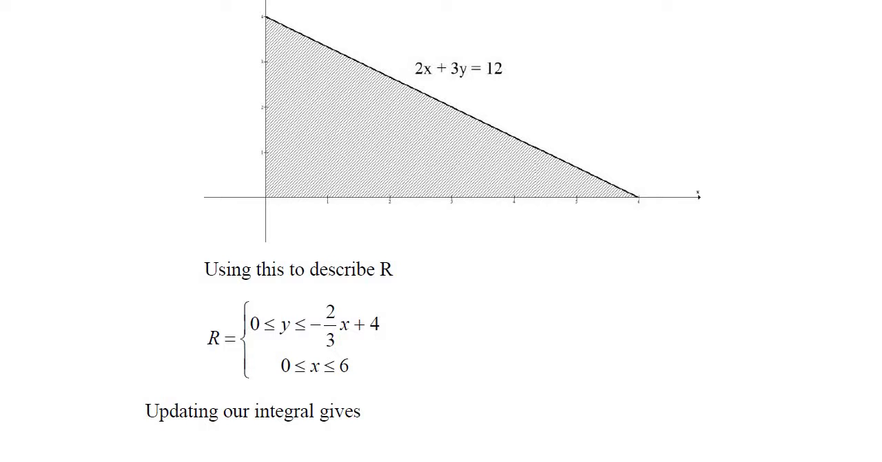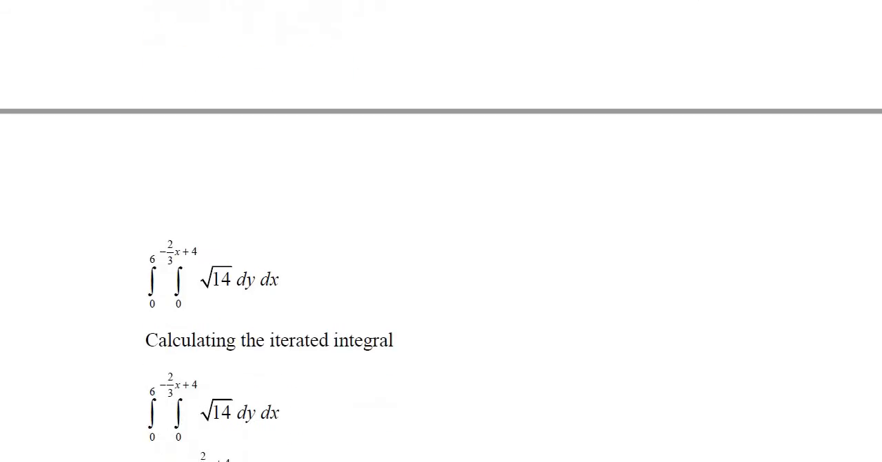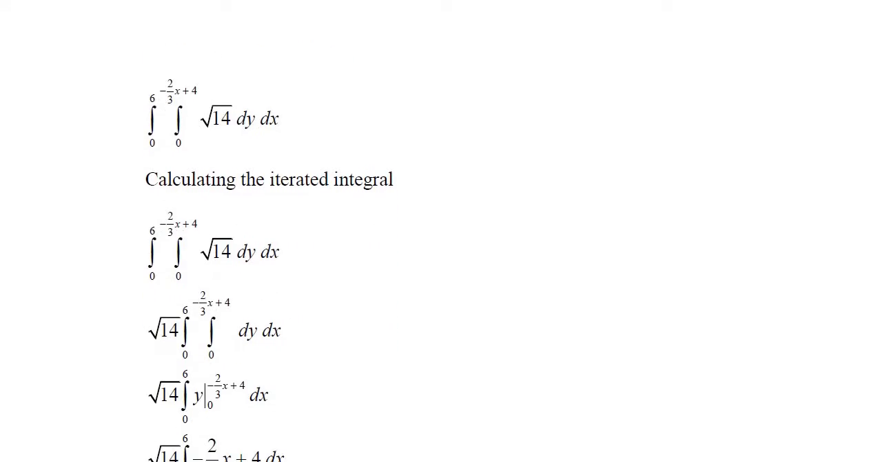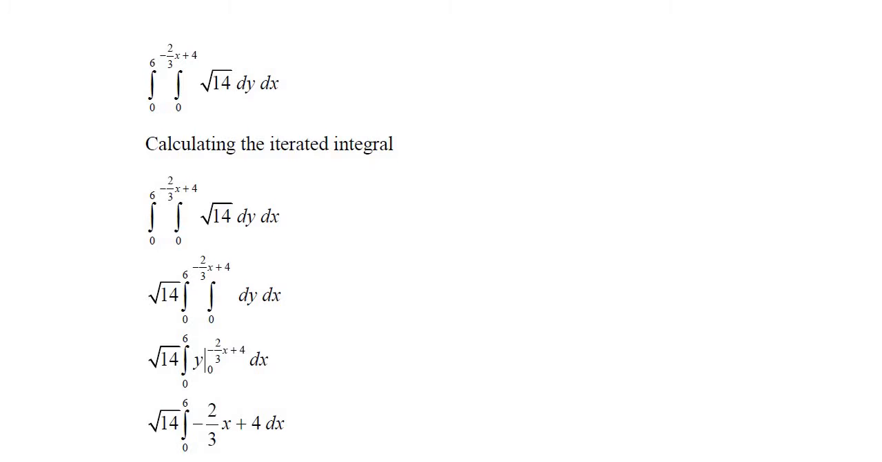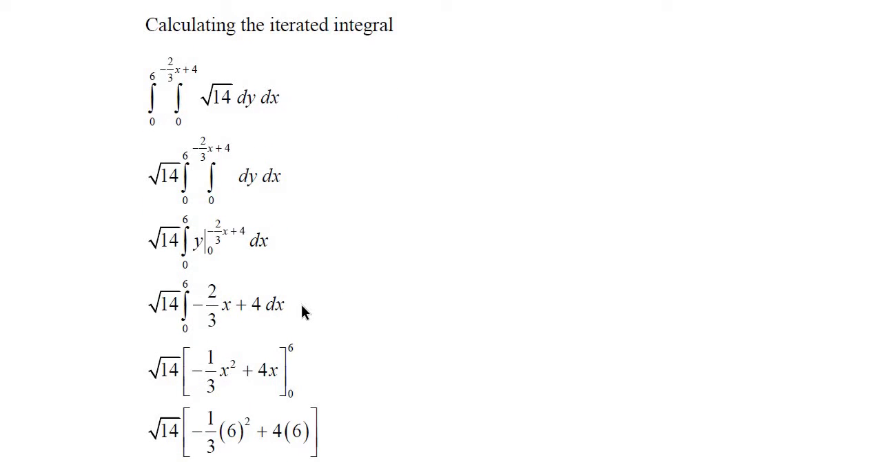So updating my iterated integral, this gives me the following. The integral from 0 to 6, the integral from 0 to negative 2/3 x plus 4 of the square root of 14 dy dx. So starting to calculate that integral, pulling my square root of 14 out, integrating with respect to y gives me y evaluated from 0 to negative 2/3 x plus 4, which gives me negative 2/3 x plus 4 dx.